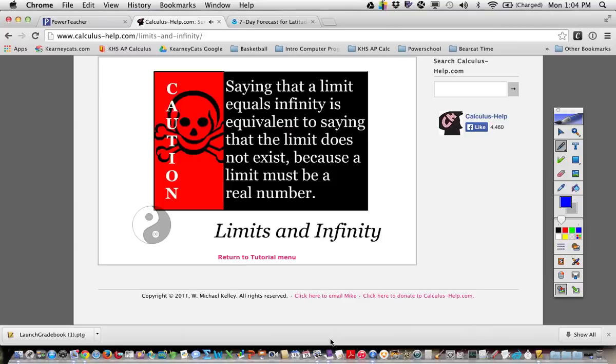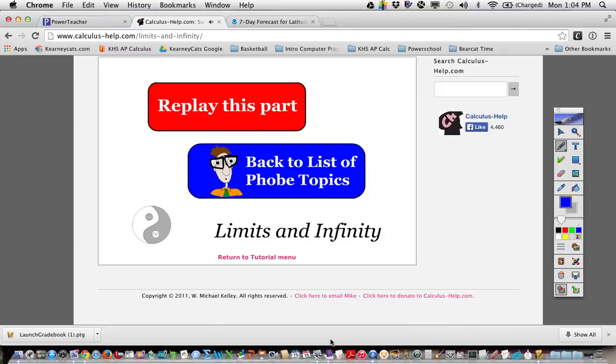When we say that a limit equals infinity, we're actually saying that that limit technically does not exist, because limits have to be a real number. Therefore, it might be more enlightening to say that the limit does not exist because it increases infinitely, rather than saying that the limit equals infinity. Okay, and that would be true. And I would mention that earlier.